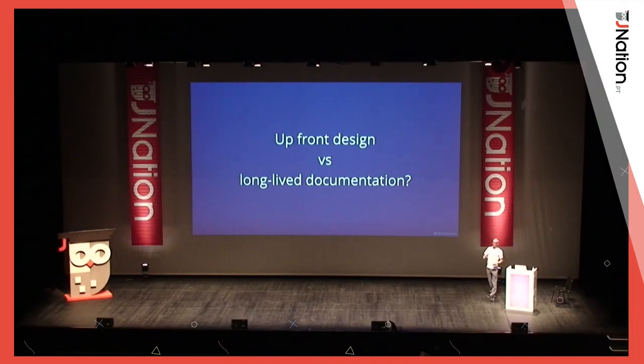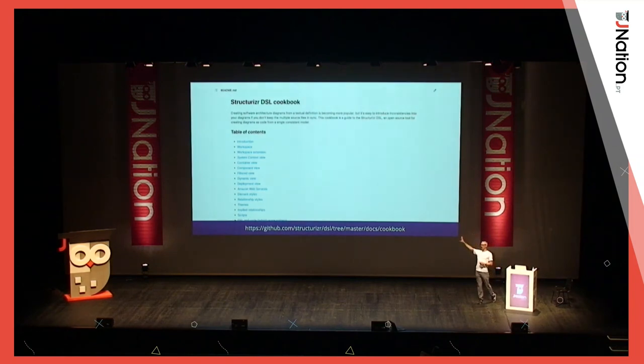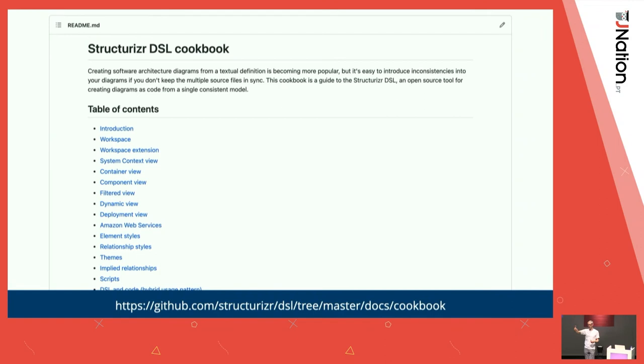If this sounds interesting and you want to give it a go, on the GitHub repo for the DSL there's a little cookbook that I started to write. It has examples like how to create a system context view, and there's a nice little bunch of examples on there. It's all interactive. You can click on any of the diagrams on the markdown page, and it will take you to a live version of the DSL that's powering that diagram. So there's a bunch of little recipes in there for doing bits and pieces.